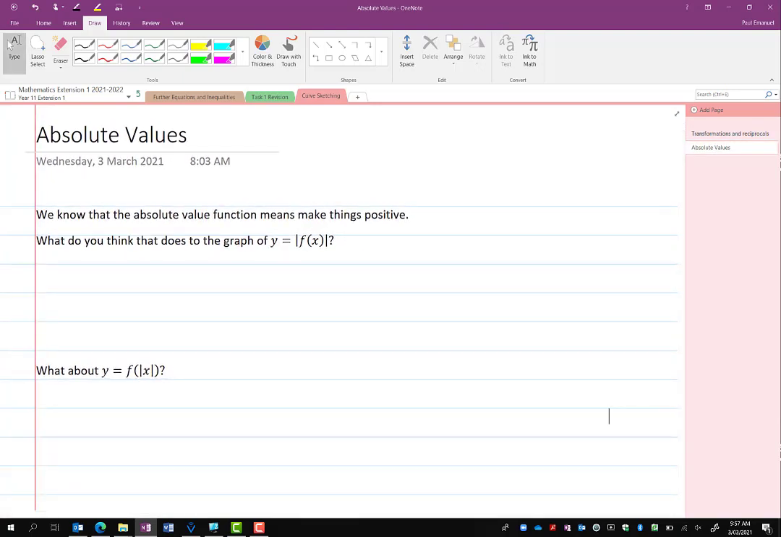All right. Absolute value functions now. Is this extension? This is all extension, yep.